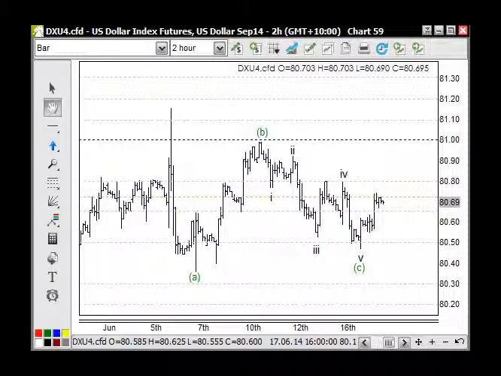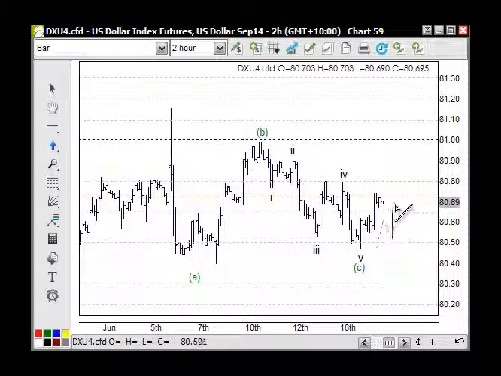Welcome to Forex, and here we're looking at the US dollar. The support at 80.50 has held quite nicely, and we can still look at this as being an A wave, a B wave, and 5 waves here for wave C. Now, if that's going to be the case, we need to see 5 waves up through here, and currently we can only see 3 waves up through here, so we need to give it a little bit of time.